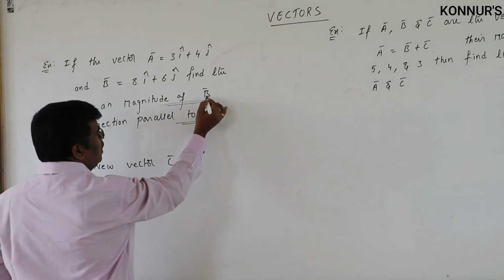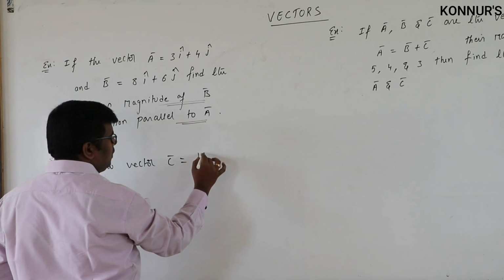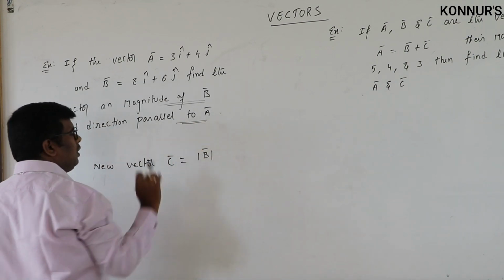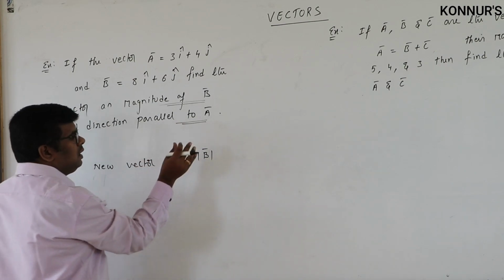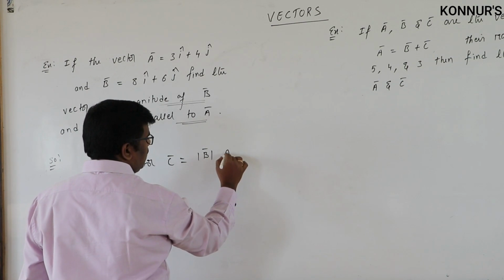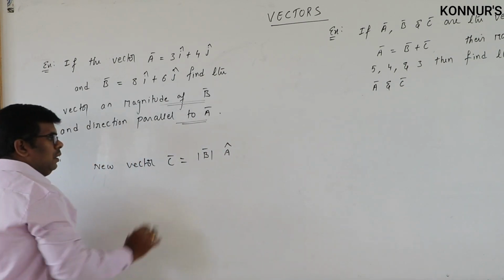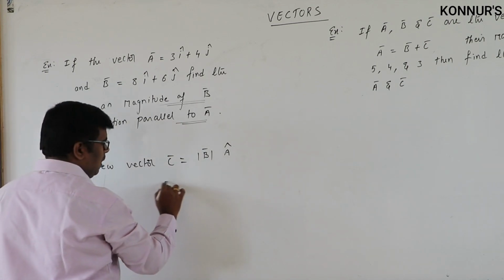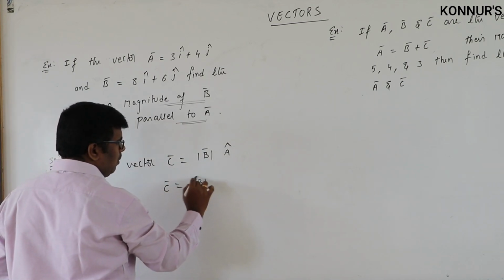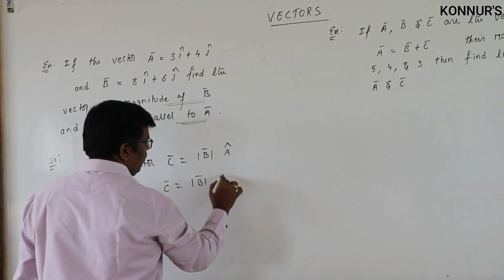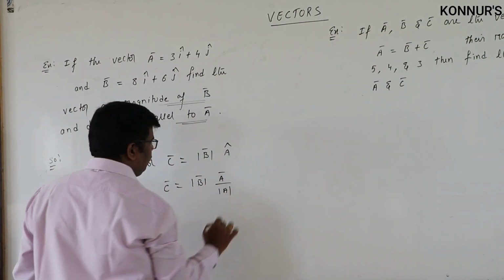the magnitude is b, that vector's magnitude is b, and the direction is parallel to a bar, which means we have to take the direction that is the unit vector of a bar. So we can write that as a cap. Therefore this is the new vector they are asking for. So c bar equals modulus of b bar times a cap, and you know how to determine the unit vector: a bar by modulus a.